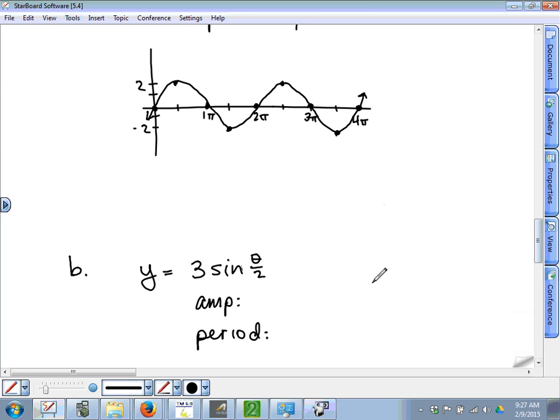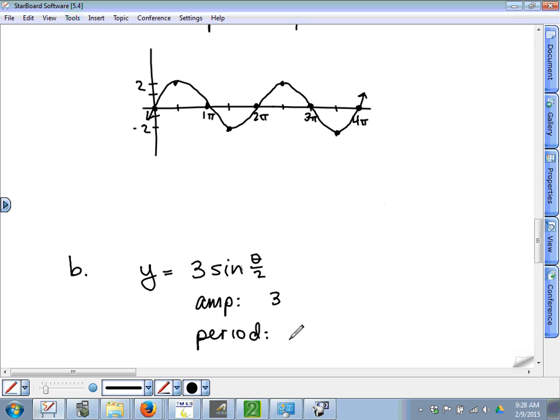Well, let's start with the easier one here. The amplitude. Amplitude is 3. Amplitude is the number multiplying the trig function. It's easy to find. What does that mean, though? What does it mean the amplitude's 3? It goes up to 3, down to negative 3, and then back up to 3 and down to negative 3.